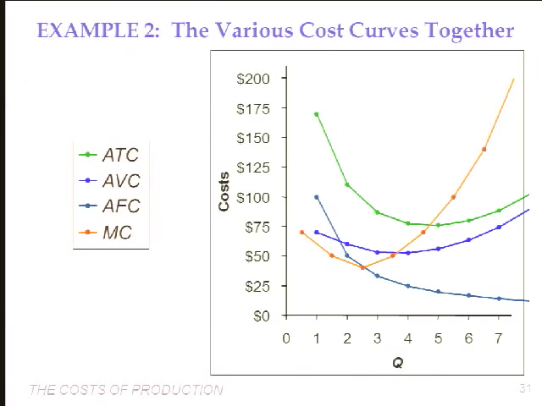So that's what we're seeing in this particular graph here. What's happening is that this average total cost continues to fall as long as the marginal cost is below it. But as soon as it gets to its minimum, the marginal cost is above, so now it's going to raise the average total cost. And it's going to do exactly the same thing with regard to the average variable cost.